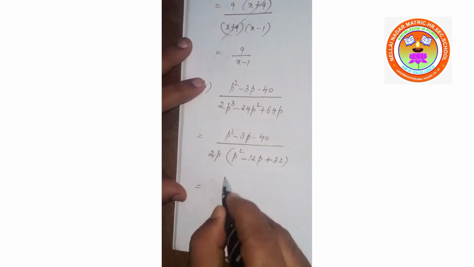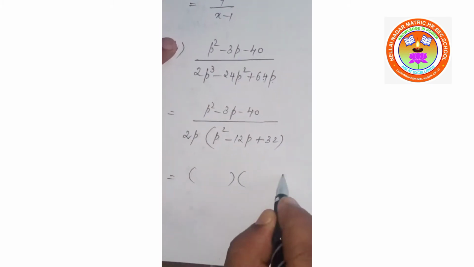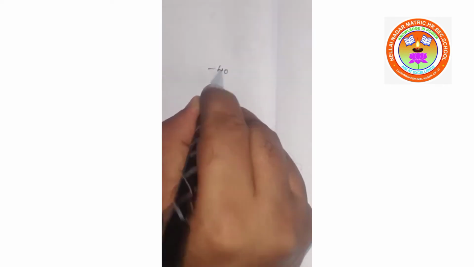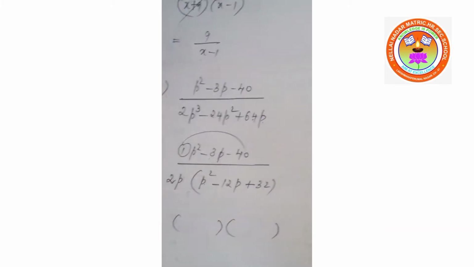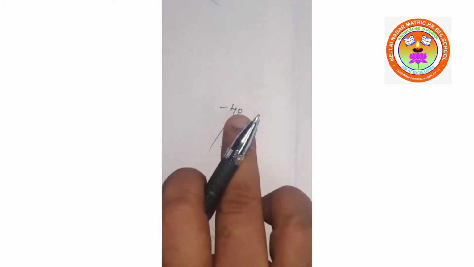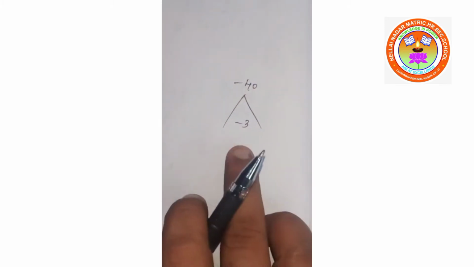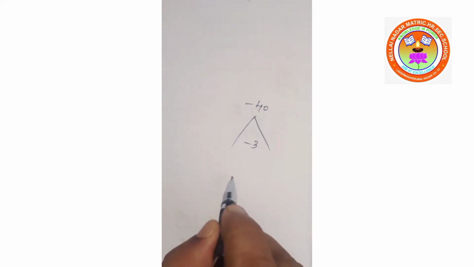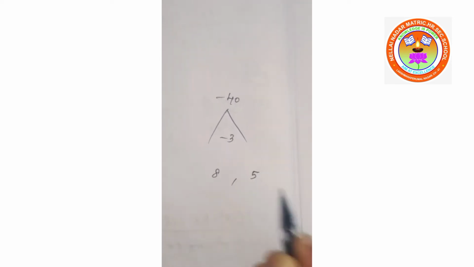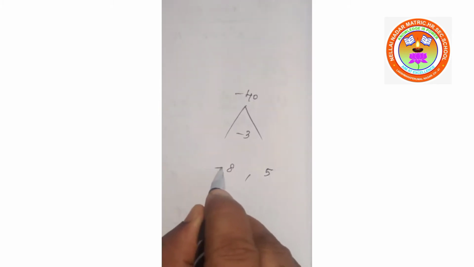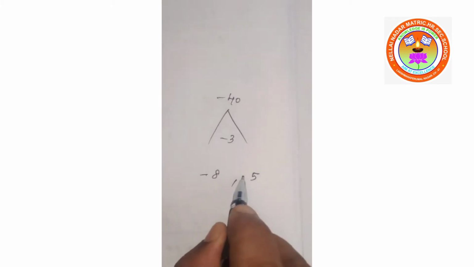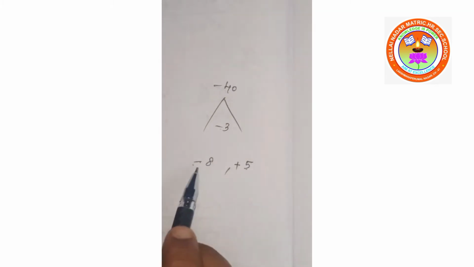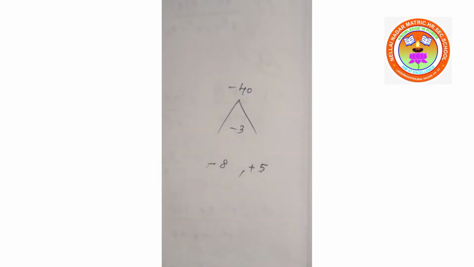That is equal to, you have to factorize the numerator. Coefficient of p squared equals 1. 1 into minus 40 is minus 40. Coefficient of p is equal to minus 3. The two numbers for getting 40 in multiplication, and if you add the two numbers, have to get minus 3. The two numbers are 8 and 5, correct? For getting minus 3, you have to introduce minus for the bigger number. So minus 8 plus 5, okay? Minus 8 plus 5 is equal to minus 3. If you multiply the two numbers, minus into plus is minus, 8 5s are 40.